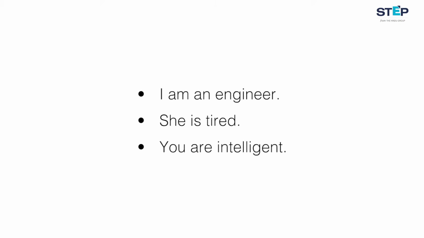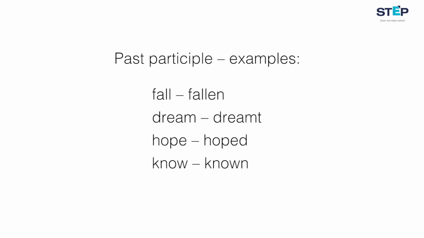Look at these examples. I am an engineer. She is tired. You are intelligent. In these sentences, the be verb forms are am, is, and are. Now, what is the past participle of a verb? The past participle of a verb is the form of a verb that usually ends in ed. For example, looked, cooked, rained. They can also end with en, t, d, and n. Some examples are fallen, dreamt, hoped, and known.